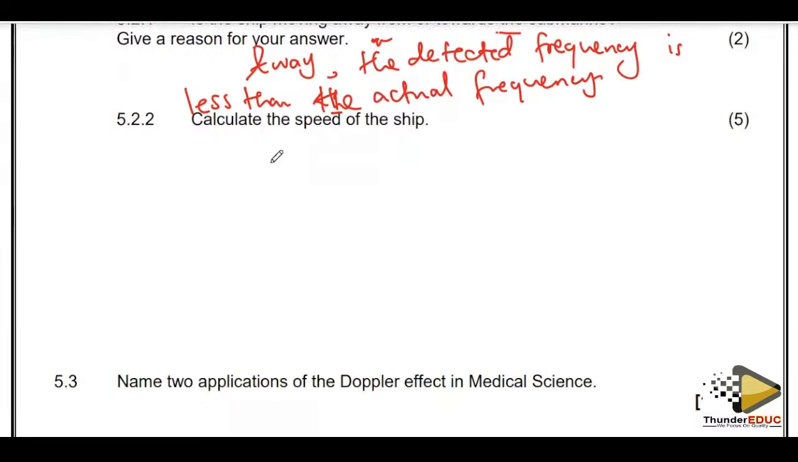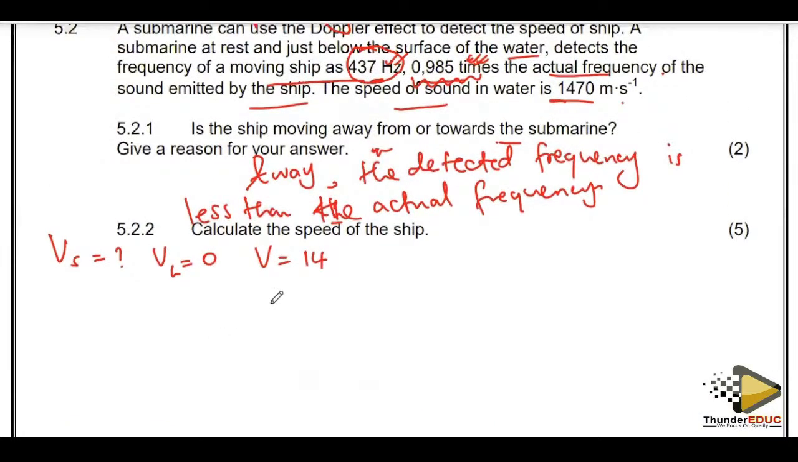Then they want us to get the velocity of the ship. So velocity of the ship, we don't know. Is the ship the source? Yes. Velocity of the listener, which is the submarine, is 0. The V, they told us it's 1470. Okay. And then how do we get that other? So we can say frequency of the listener is going to be 0.985 frequency of the source.